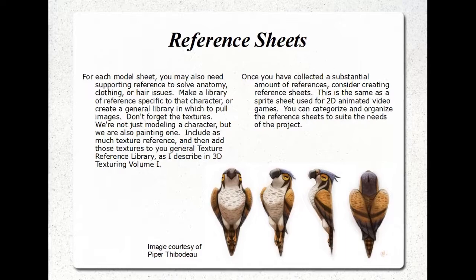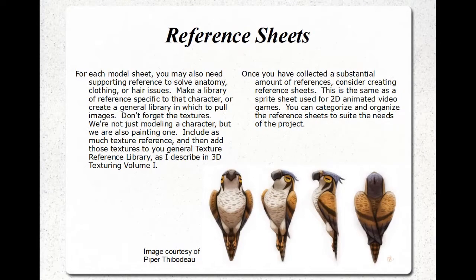So the next thing to gather would be the reference sheet. The reference sheet supports our model sheet. So the model sheet's what I'm going to be modeling directly from, as I already stated. The reference sheet is just a whole bunch of stuff that supports it, like color references, texture references, anatomy references. So for each model sheet, you may also need supporting reference to solve anatomy, clothing, and hair issues. Make a library of reference specific to that character or create a general library in which to pull the images.